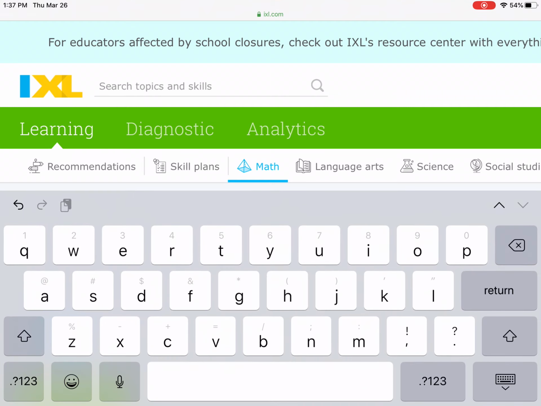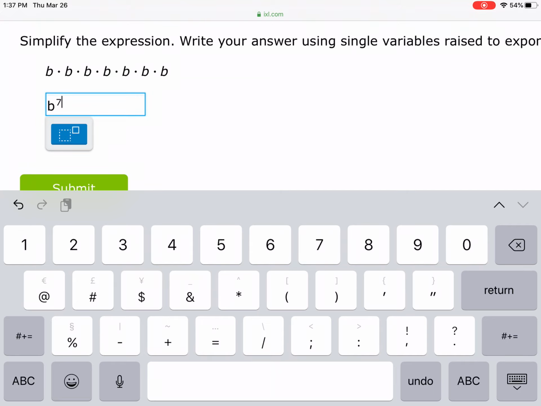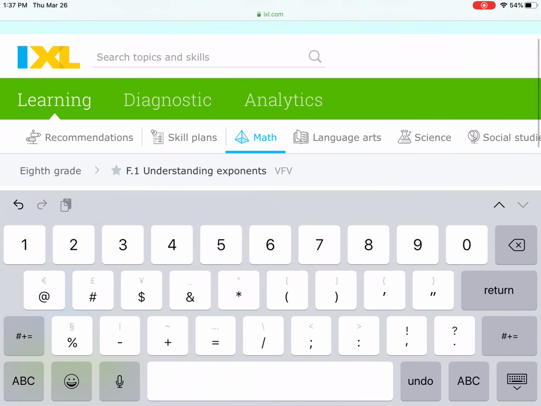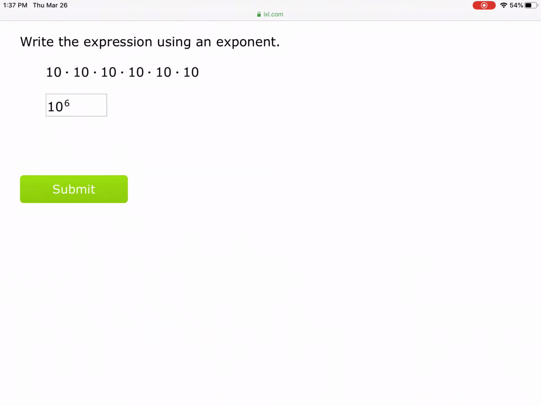The letter B, there are 1, 2, 3, 4, 5, 6, 7 of those. Hit the box so you can move up to your exponent, 7 as the number. This time it's the number 10. There's 6 of those, so we hit the box. 6 is our exponent. Click submit.